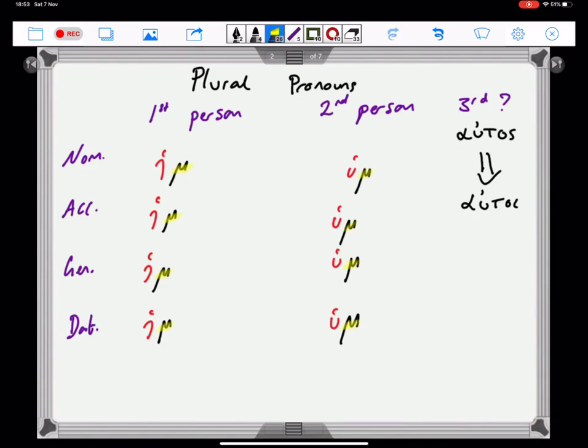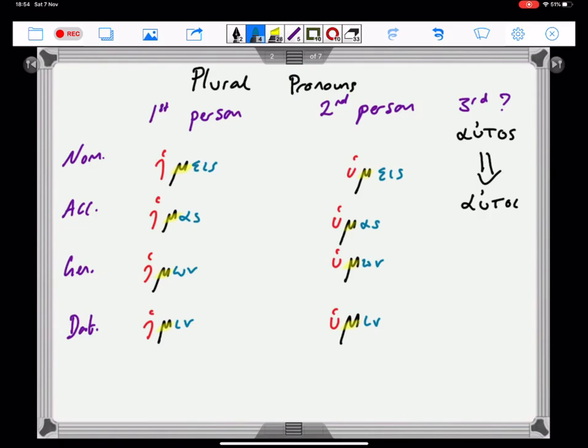All the first person ones then have an eta before that. The second person ones have an upsilon before it. You then have the endings: hemes, hemas, hemon, hemin, humes, humas, humon, humin. This is one of the places where I'm deliberately using a more classical pronunciation because it really matters with these.